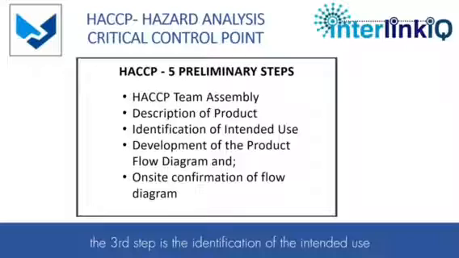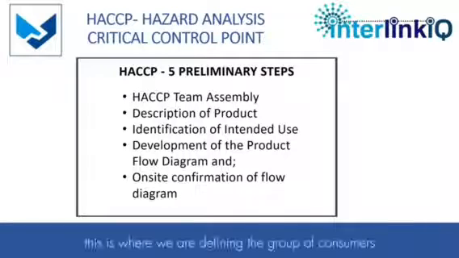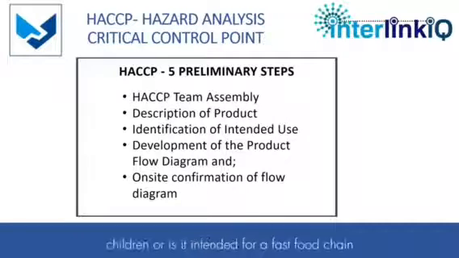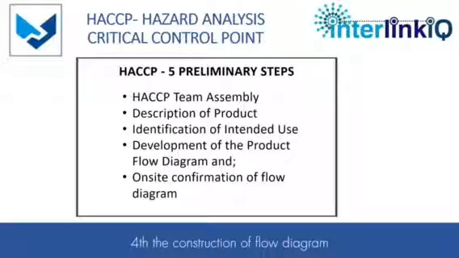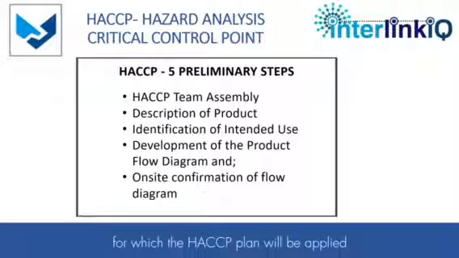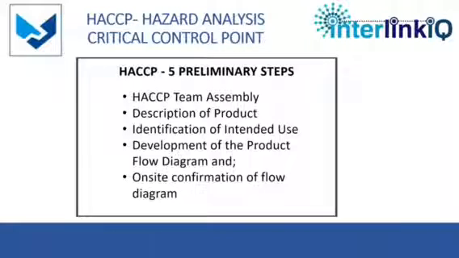The third step is the identification of the intended use. This is where we are defining the group of consumers. Is it for the elderly, children, or is it intended for a fast food chain? Fourth, the construction of flow diagram. This is where we create a flow diagram of the process for which the HACCP plan will be applied.